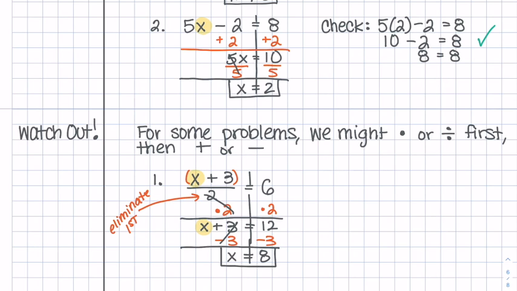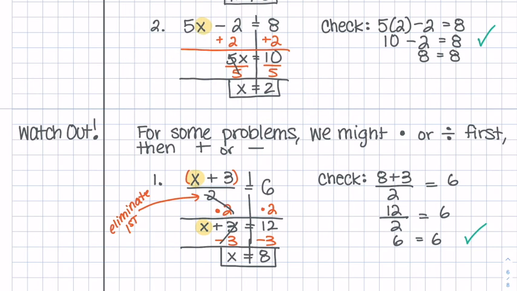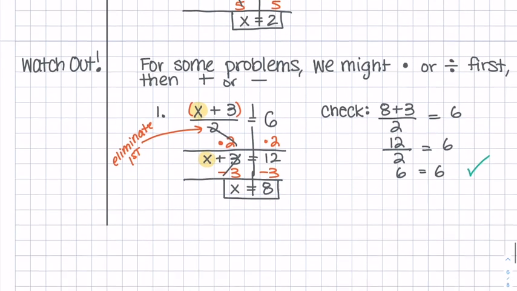Don't forget what I'm going to keep telling you, to check your work. Okay? So when I check my work, x is 8, so 8 plus 3 divided by 2 should give me 6. Okay, 8 plus 3 is 12, so 12 divided by 2 should give me 6. 12 divided by 2 is 6, so that means that we got the answer correct. Okay, let's scroll down a little bit.